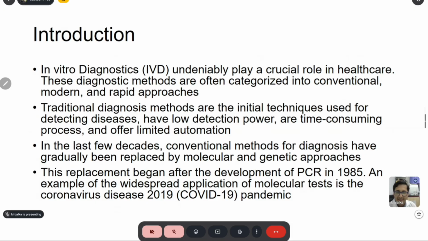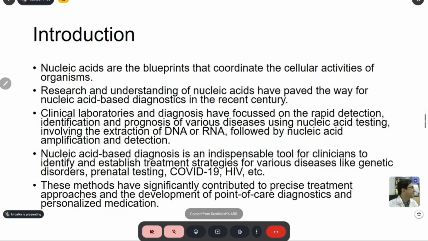In vitro diagnostics have played a crucial role in healthcare. These are traditional diagnostic methods like culture, immunoassays, and all those things. They are indirect ways of measurement, sometimes cumbersome, labor intensive, and not always very specific. So PCR started replacing these conventional detecting methods since 1985, and it was put to widespread use during the COVID-19 pandemic.